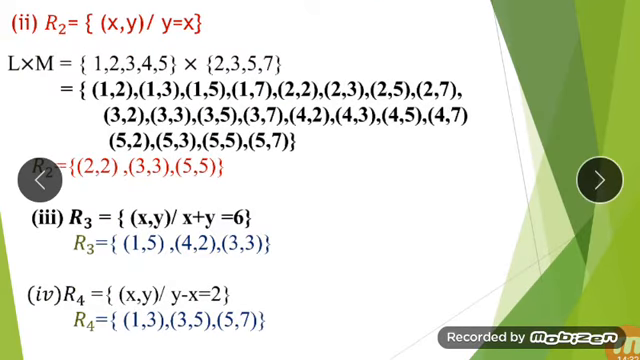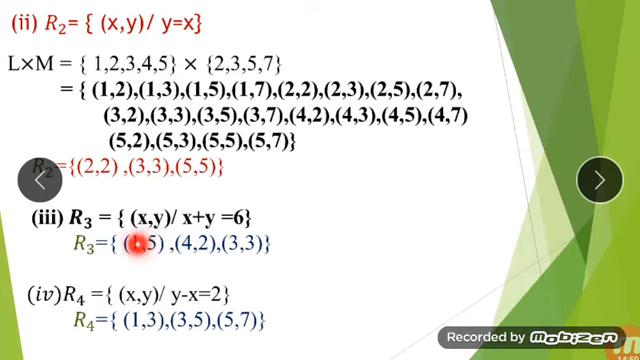Okay, relation 2 is that (x, y) should be such that y and x are equal. So this is again the Cartesian product of L cross M, and we are going to find such a relation where x and y are equal. So you find such ordered pairs where x and y are equal: (2, 2), (3, 3) and (5, 5). So this is the second relation. You can find the domain and range yourself.